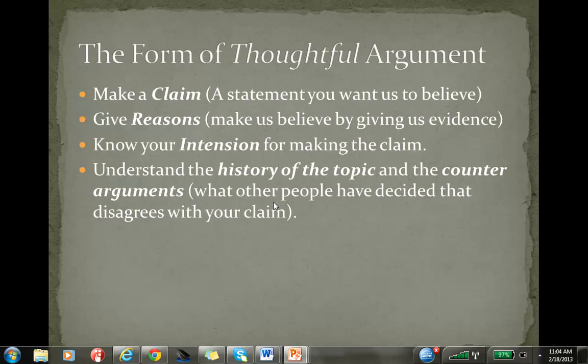I would want to know what my intentions were for making this claim. So, are my intentions to promote the Gravenstein apple, or are my intentions to convince you of using Gravenstein apples when you cook and bake? I'd want to understand that. Am I promoting something for business sake? I also want to understand the history of the topic and the counter arguments. Who else has been arguing for the Gravenstein apple?